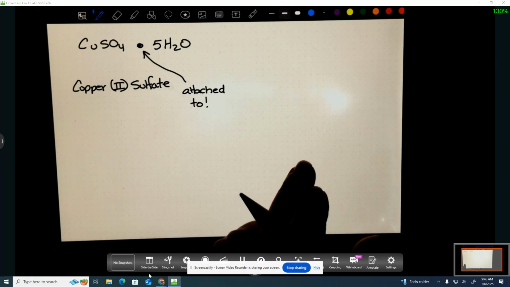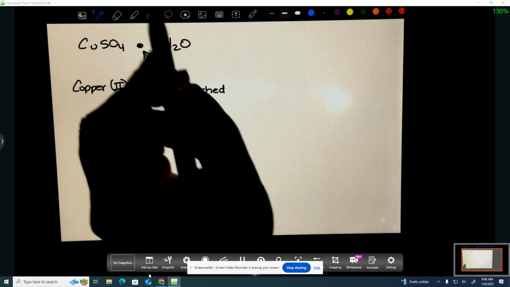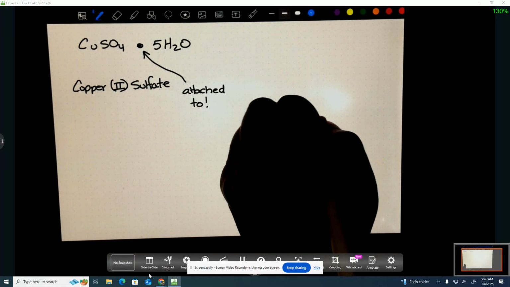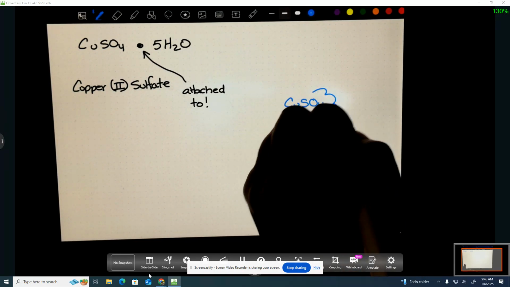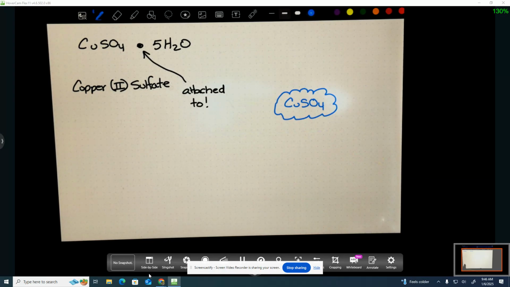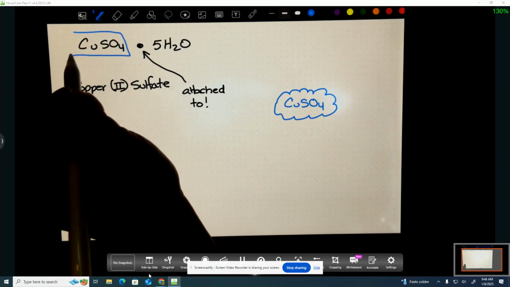Okay. I'm going to draw it for us so that we can see what this actually means. Put your phone away. Okay, put your calculator away. You don't need it right now. All right, so you got copper 2 sulfate. Now I'm going to make that copper 2 sulfate in a little cloud because it's cuter that way. Okay? That's this right here.